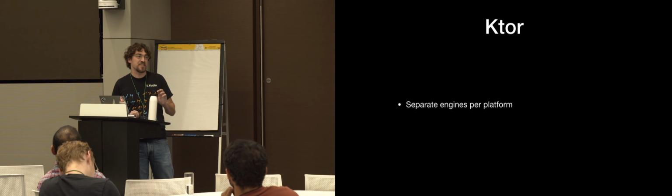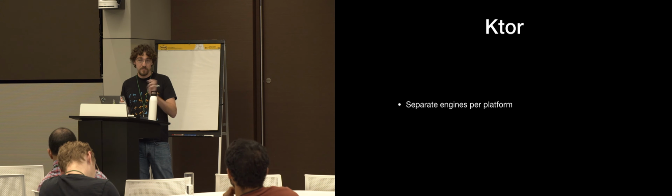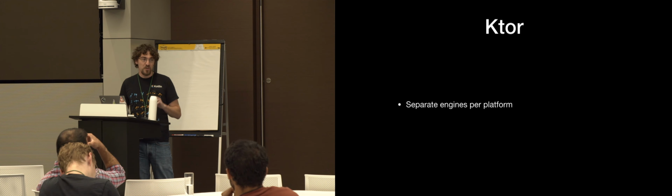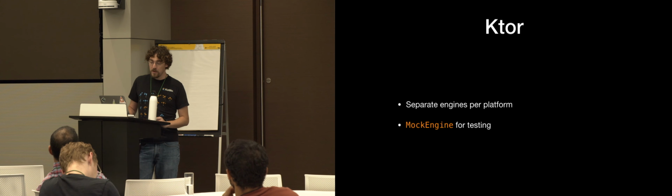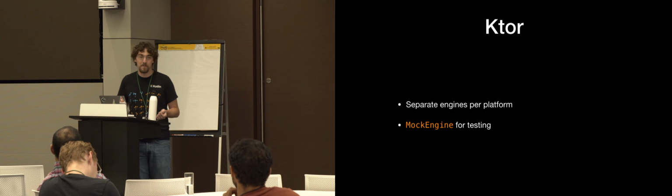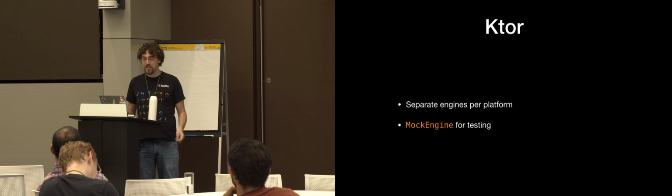So if you're mixing shared code and a pure Android app, you can share your OkHttp configuration between them. There's also a mock engine that you can use for testing. So in your unit test, you obviously don't want to be making real web calls. You can configure this mock engine to make your test work that way instead.